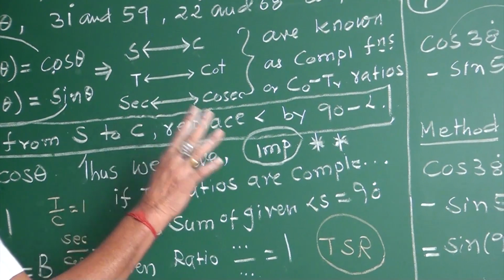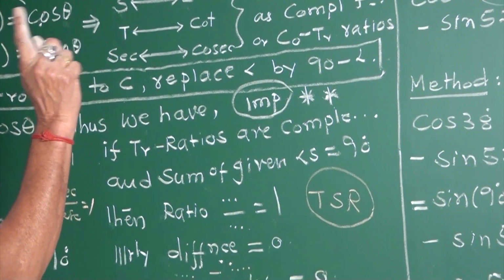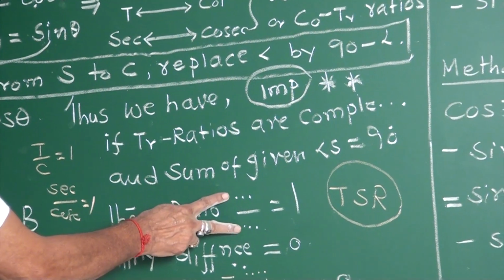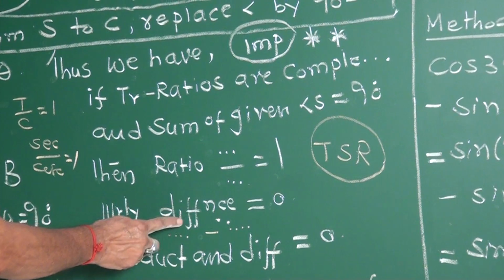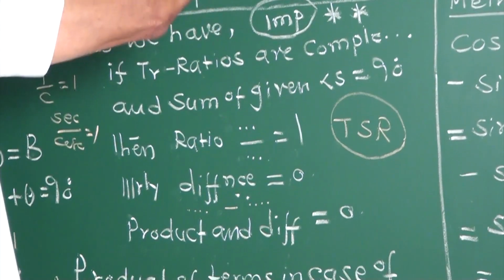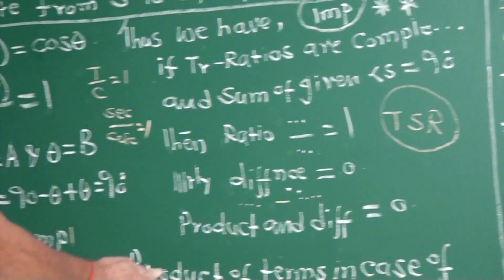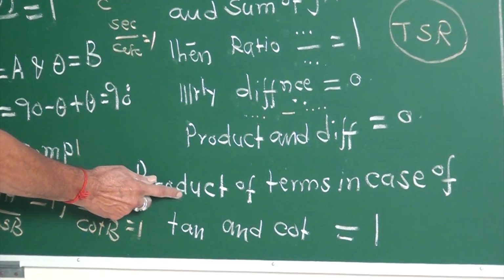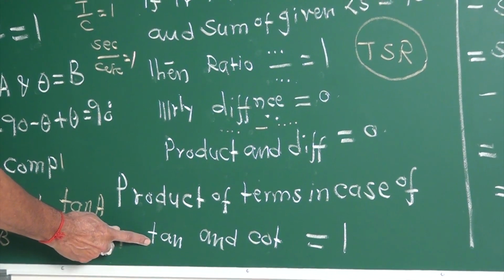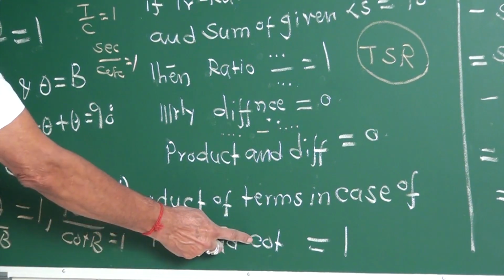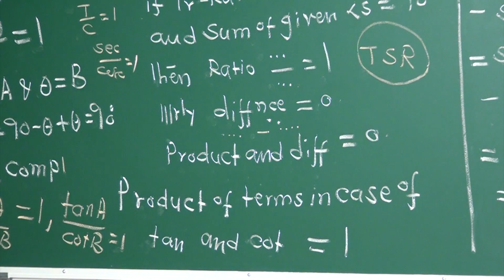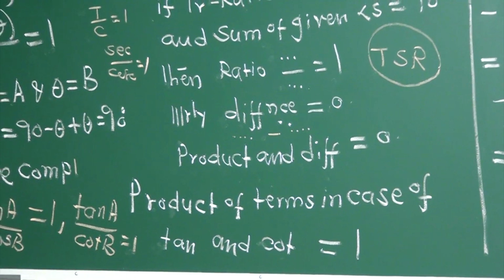So, my friends, remember what your verifications are. Complementary functions or trigonometric ratios, the sum of the angles must be 90 degrees. Ratio of 2 trigonometric ratios is 1. Difference of 2 is 0. Product and difference is also 0. We have done verification. Last, in case of product of all the terms, that is true in case of what? Tan and cot. Just I will show in this case, my friends.